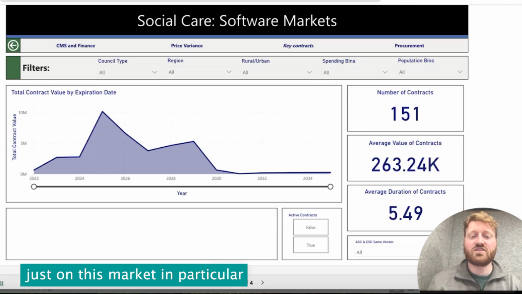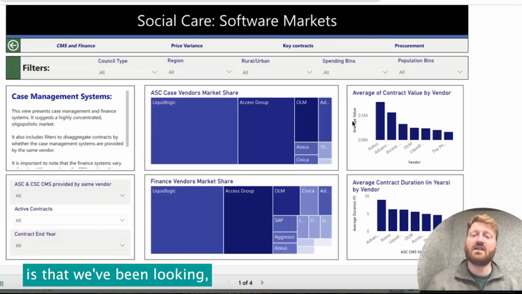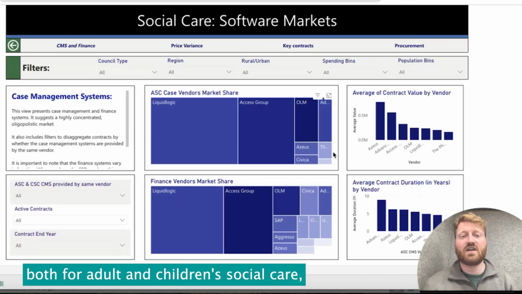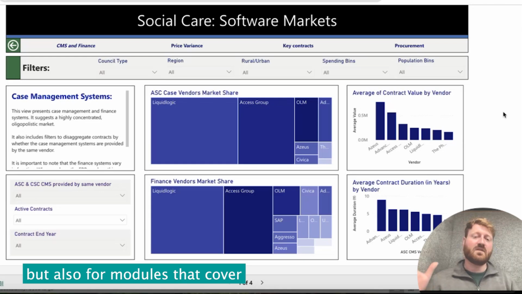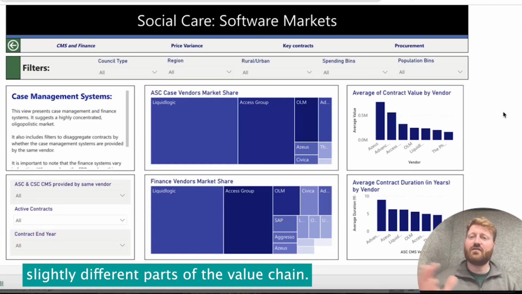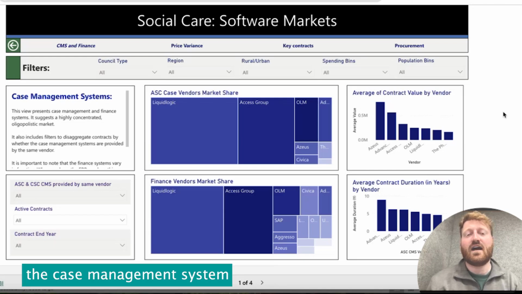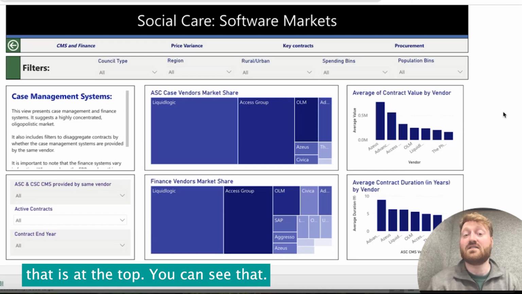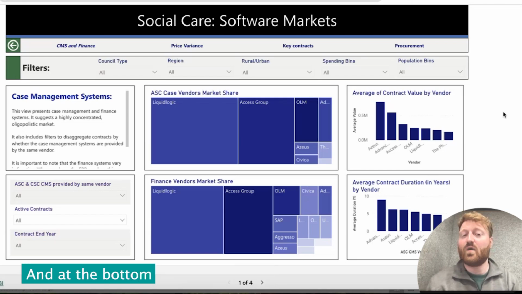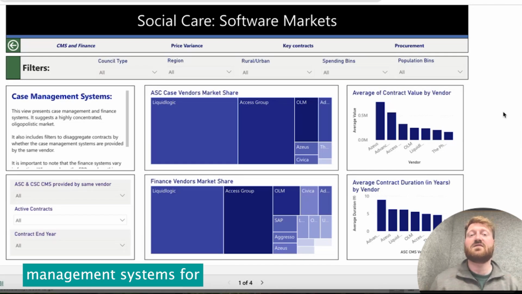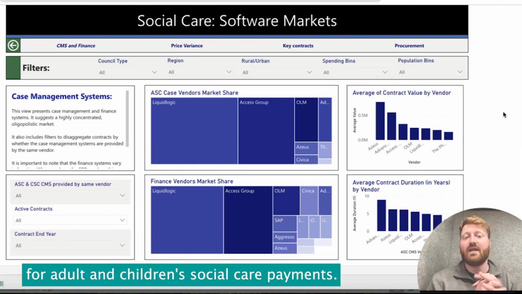And then the final point, just on this market in particular, is that we've been looking both at adult and children's social care, but also at modules that cover slightly different parts of the value chain. So in this case, we've looked at the case management system vendors at the top, you can see there, and at the bottom we've looked at the financial management systems for adult and children's social care payments.